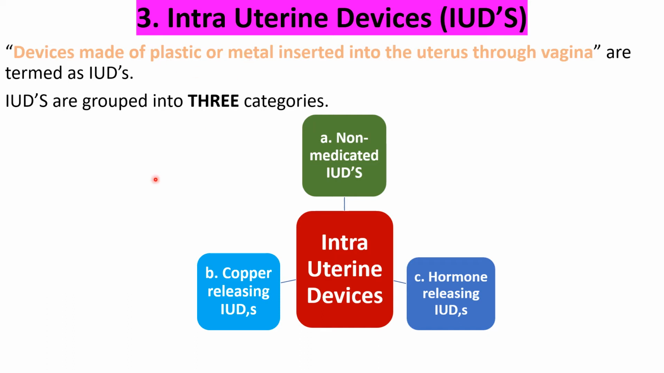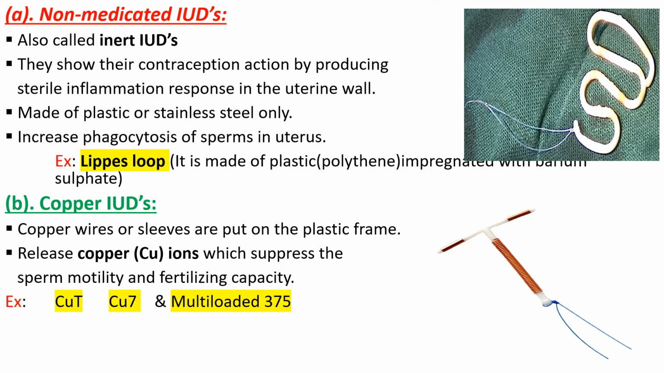Here, intrauterine devices are divided into three types or categories. One is non-medicated intrauterine devices. Second, copper releasing intrauterine devices. Third, hormone releasing intrauterine devices. Let us have a discussion about each type of IUDs. The first type is non-medicated intrauterine devices. They are also called inert IUDs.